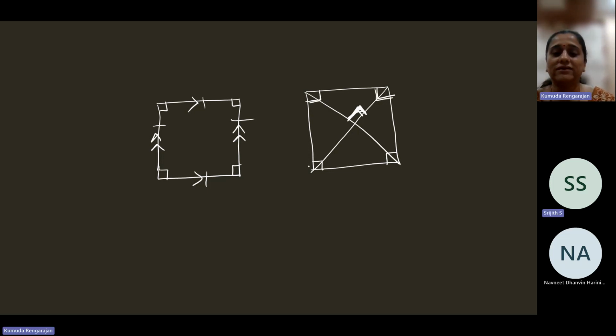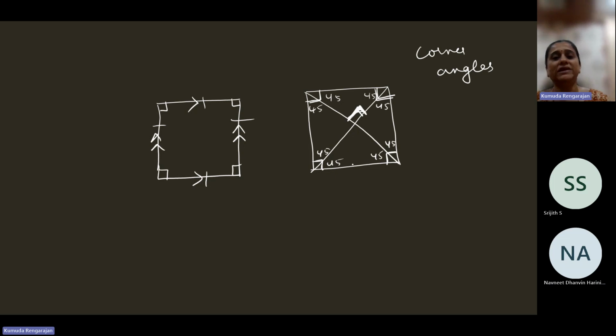So in a square, every corner is a right angle. The diagonals, they bisect the corner angle. So it will be 45 here, 45 here. The diagonals, they bisect the corner angles. Corner angles, meaning the vertex angles. 45, 45. Here also it will be 45, 45.